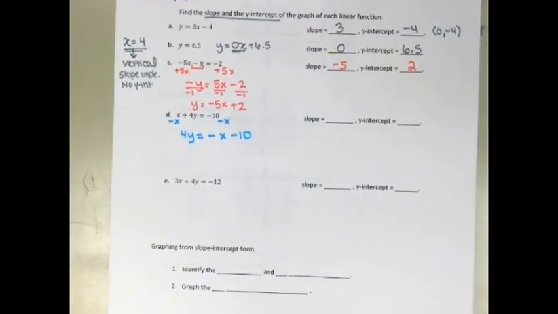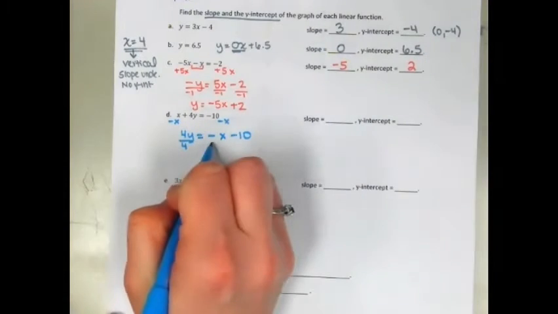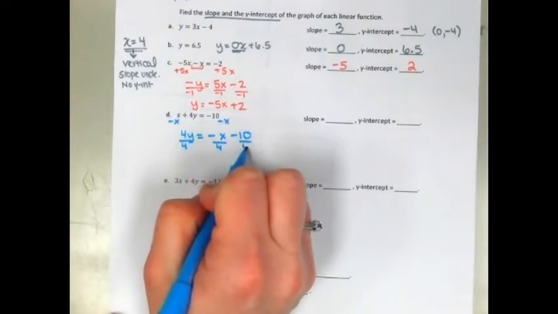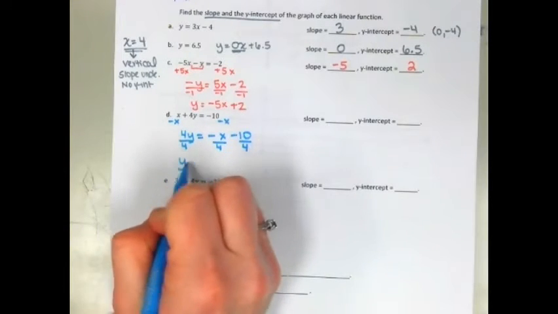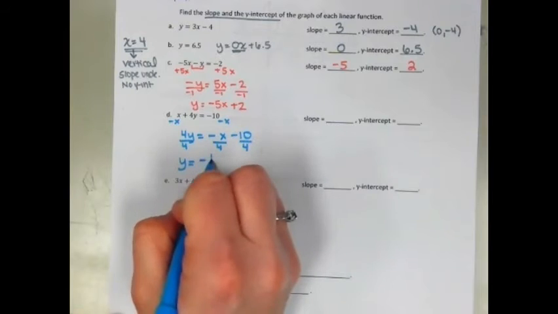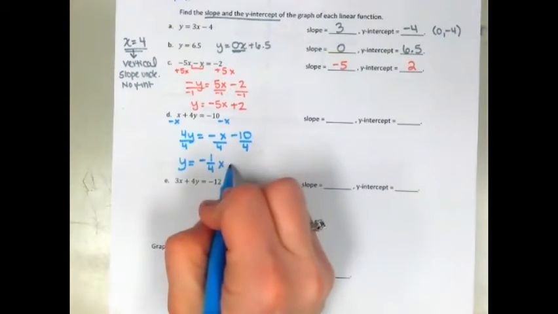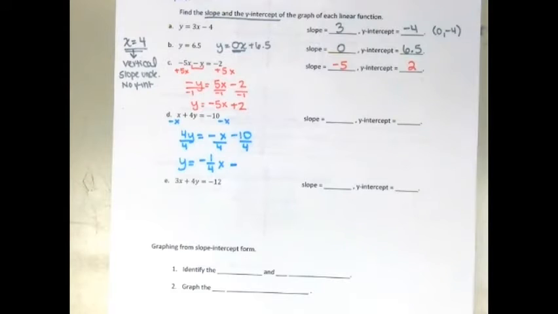And then how do I get rid of that coefficient of 4? Divide by 4, and I make sure I divide everything. So y equals, what number is with the x? -1. What's a -1 over 4? Isn't that just -1 over 4? A negative and a positive stays a negative. And what does 10 over 4 simplify to?